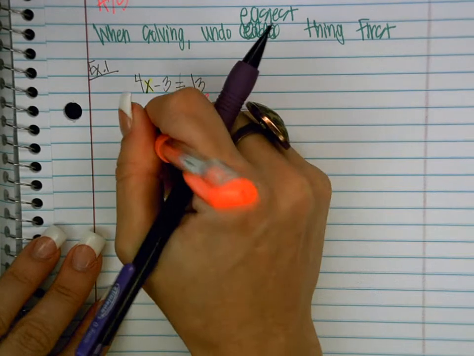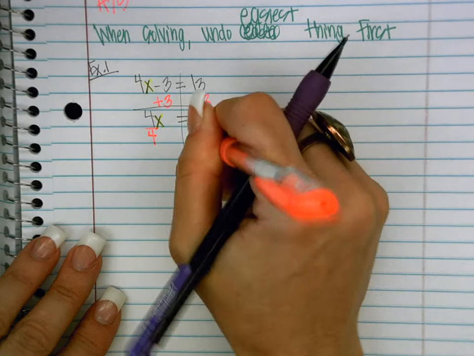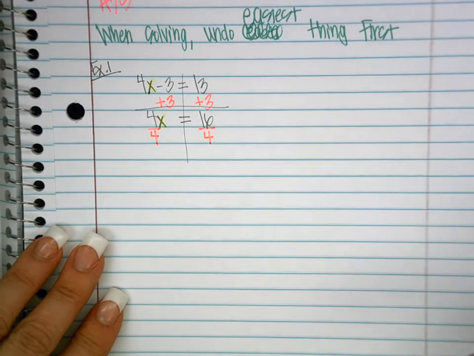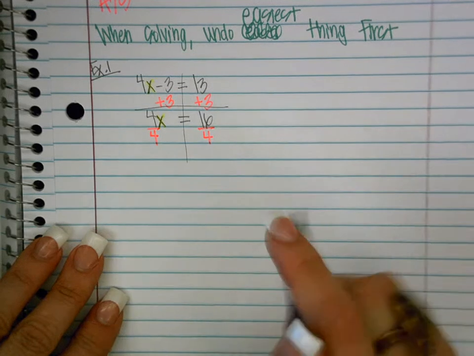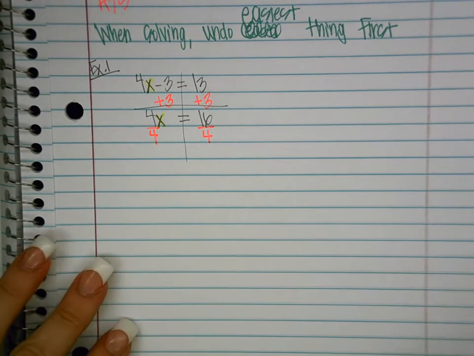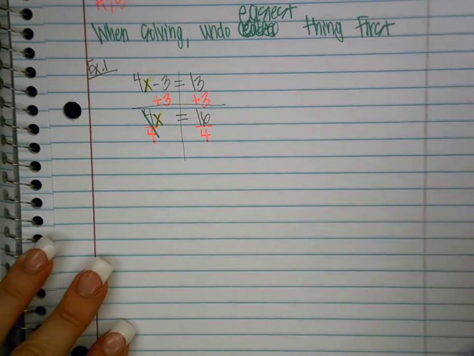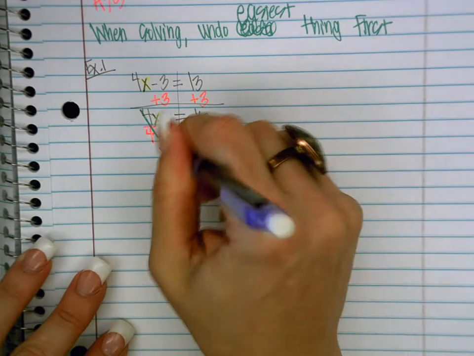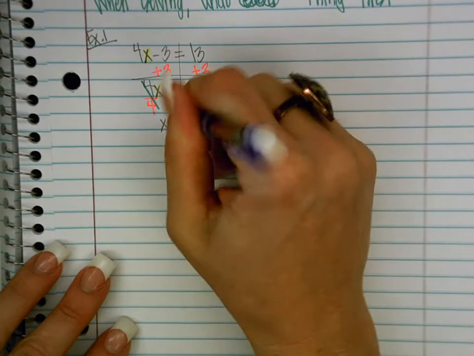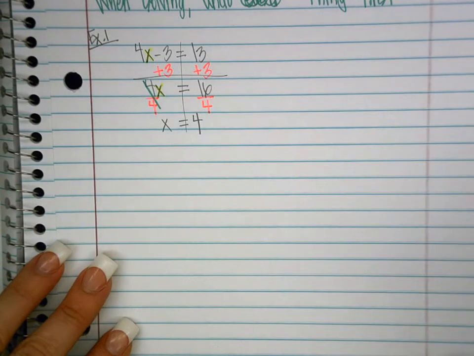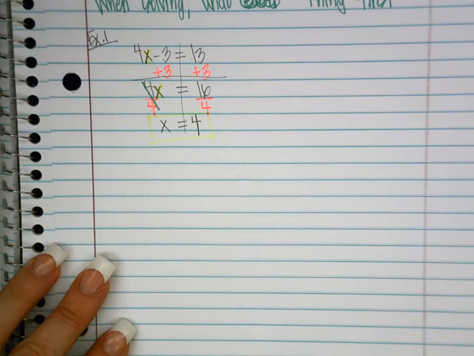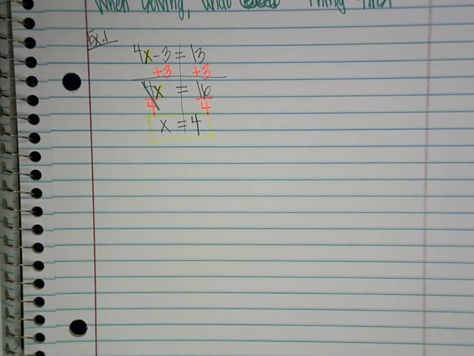Then to undo what's attached to the x, how would I undo this multiplication of 4? Divide by 4. What's that called if I'm multiplying or dividing something? What am I using? Multiplicative inverse. Okay, so multiplicative inverse. If you divide both sides by 4, what happens? The x goes by itself, and x equals what? 16 divided by 4? 4. That's your answer that I'm looking for. X equals 4.